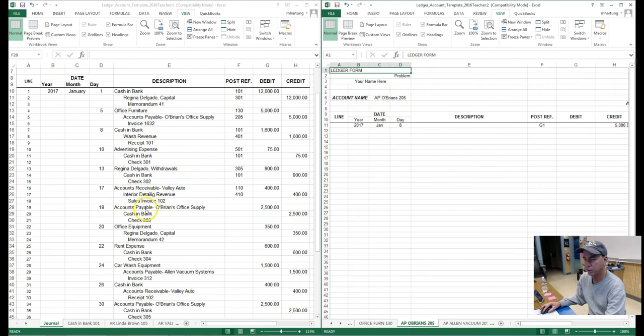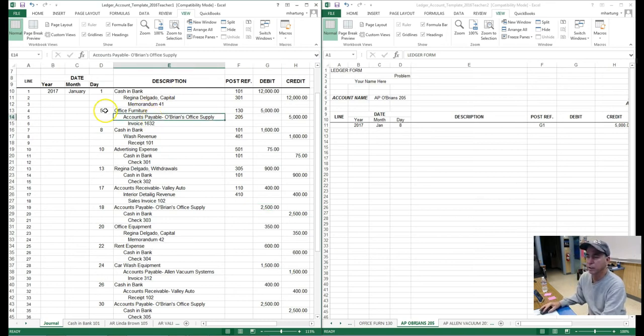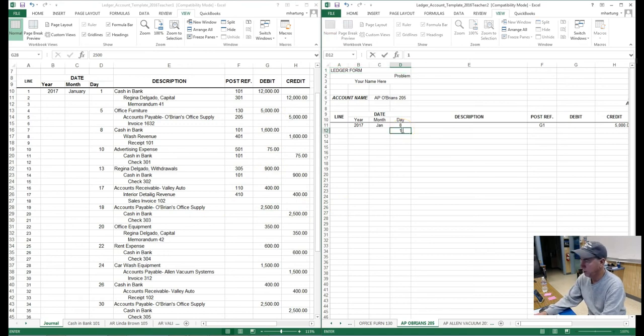And what's happening here? It looks like we made a payment of $2,500. So we owed O'Brien's money for something that happened back here, it looks like, on the 5th. So now we're making a payment of $2,500, paying half of that. So we need to go post it to our account on the 18th.